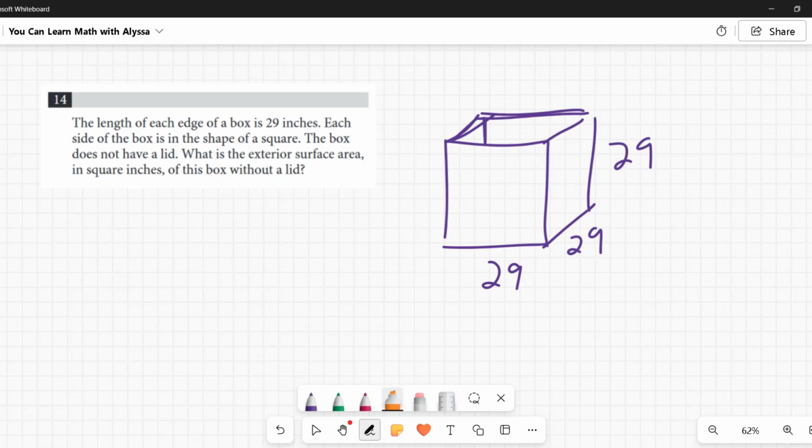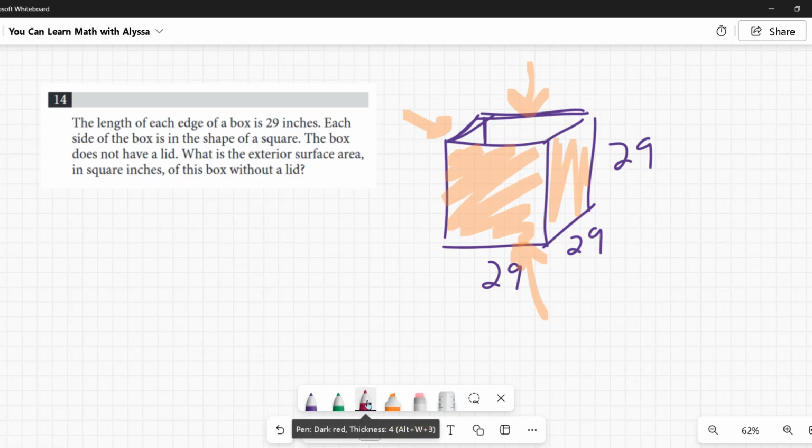Okay, so here, a normal cube would have 6 sides. 1, 2, and there's a side here, and there's a side on the bottom. 3, 4, 5. And usually there's the side on the top, 6. However, this one doesn't have that lid. It only has 5 sides.